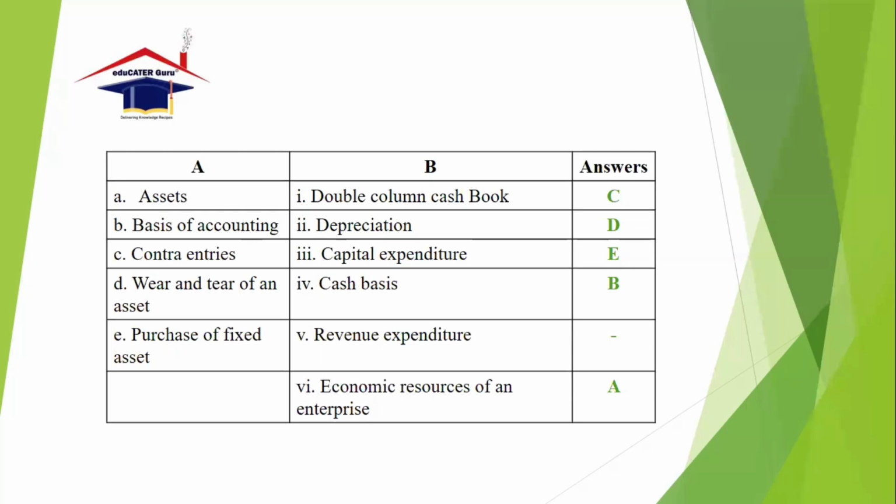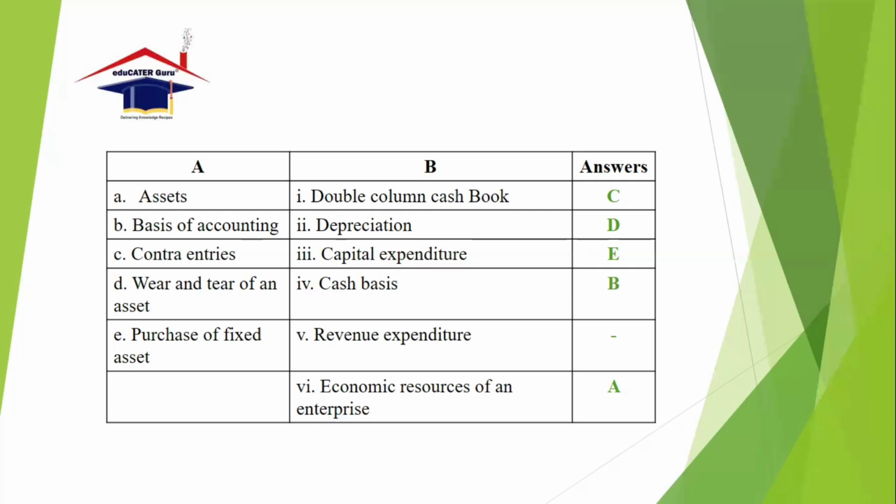Next, wear and tear of an asset. Usually we know that it is depreciation. If an asset is bought, then by using it over a period of time, it loses its value. So that losing of value, which is called wear and tear, is known as depreciation in accounting terms. So the answer is option 2, depreciation.